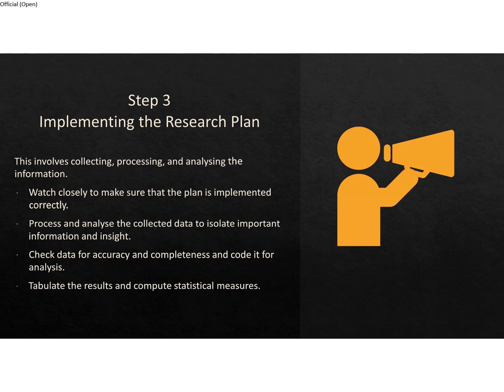The next step that we're going to look at is how to implement your research plan. Your research plan should include how you collect the data, how you process it, and how you eventually analyze it. By watching closely, make sure that the plan is implemented correctly, that the collection of data is done properly, with the right information and the right insight. Check the data for accuracy and completeness, and then tabulate the results and compute the statistical measures properly.